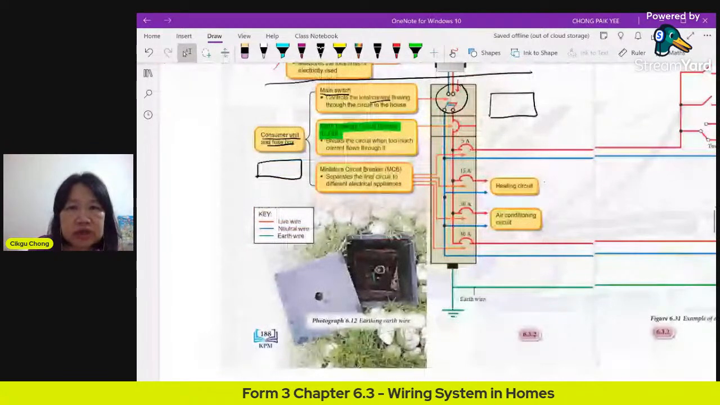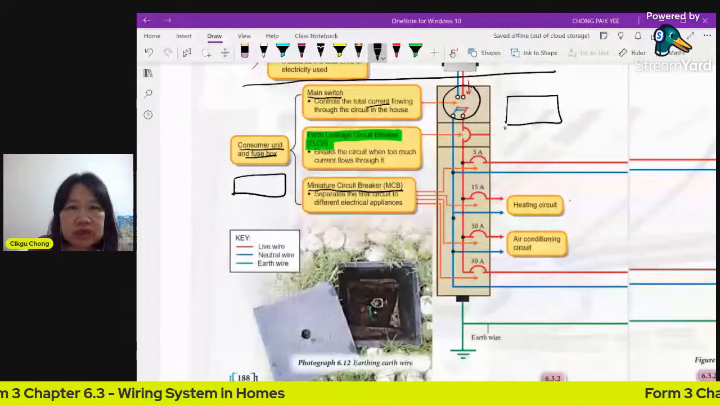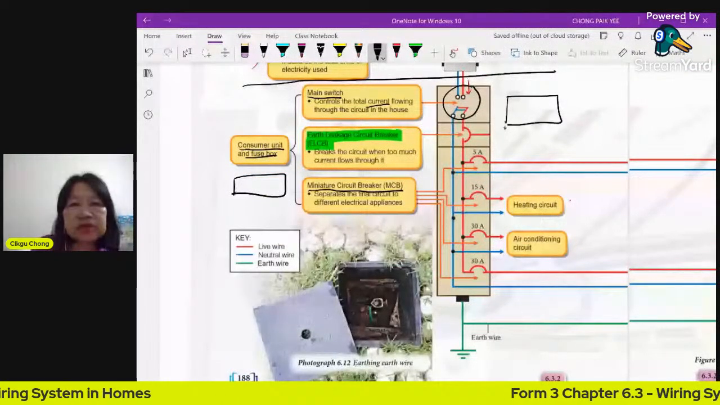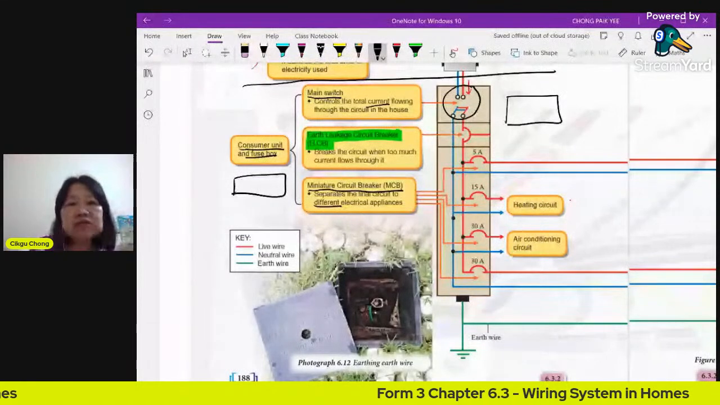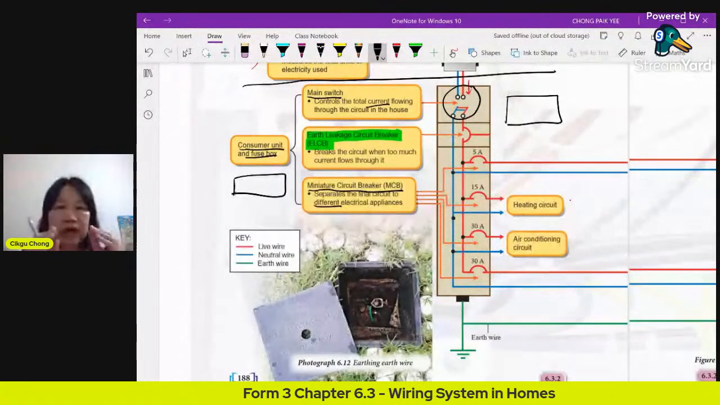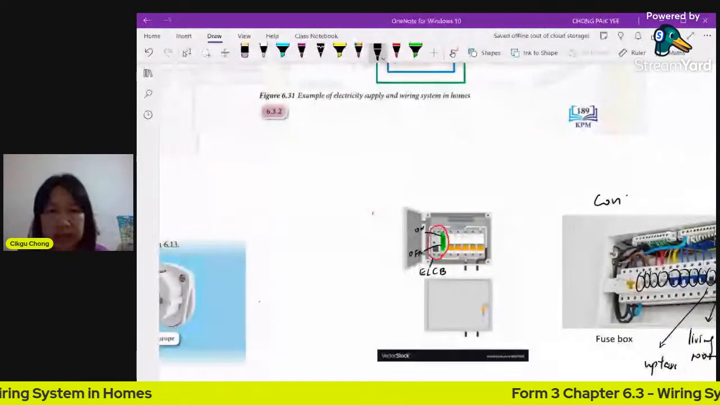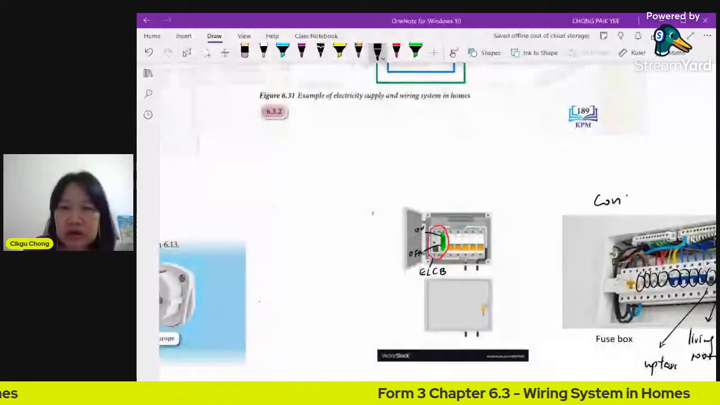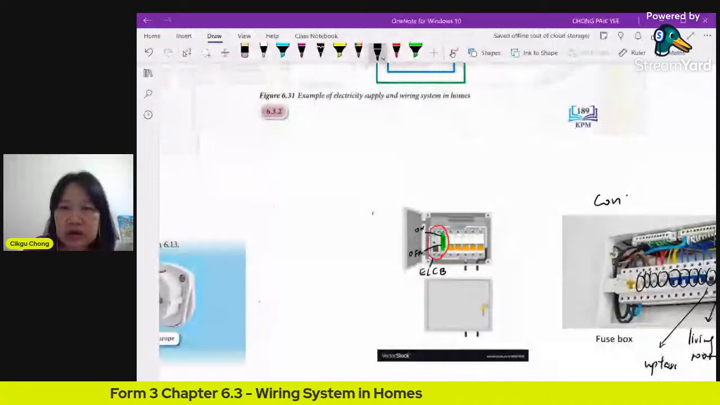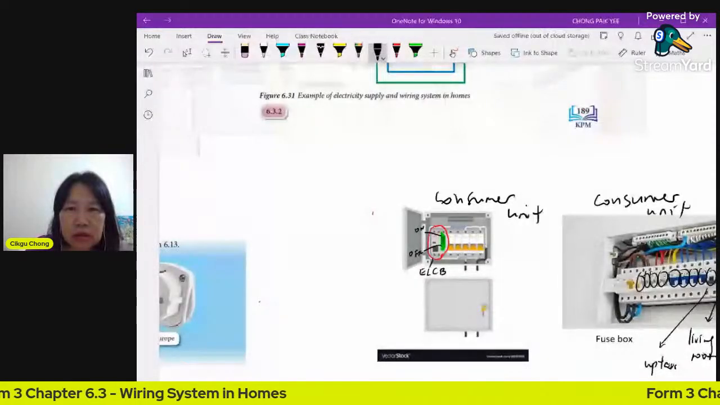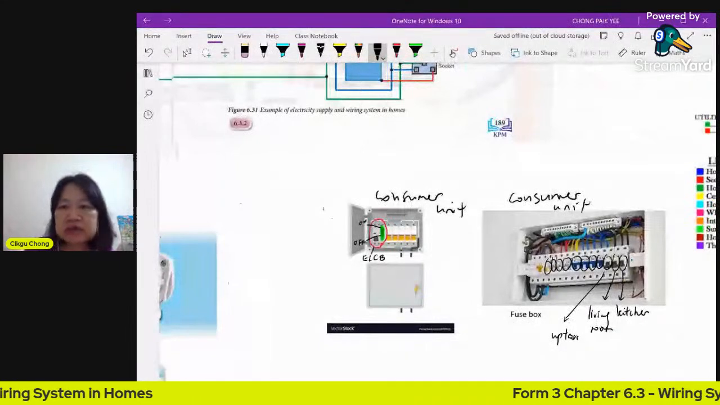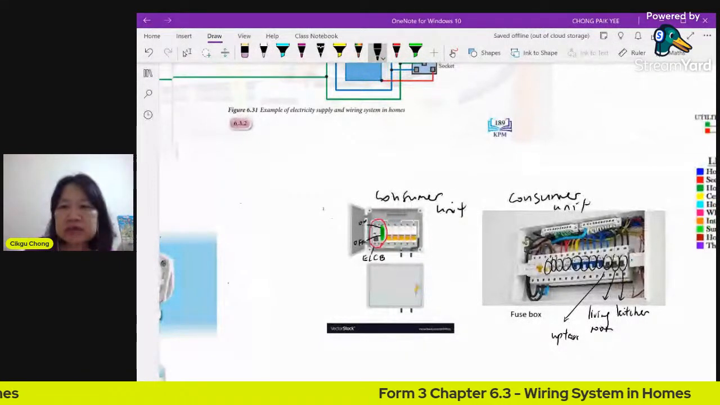Now I also mentioned your MCBs go to different electric appliances. Each one is connected to one part. So the ELCB is only one, but you have many MCBs. It's all put into a box there. This whole thing is called a consumer unit. And you also have a fuse box, because all these MCBs are actually fuses. All right, so this is what happens.